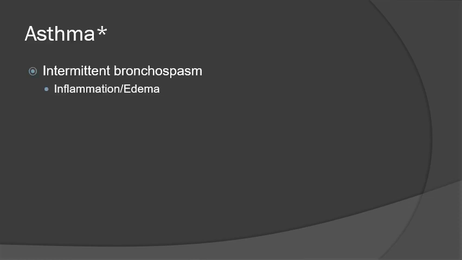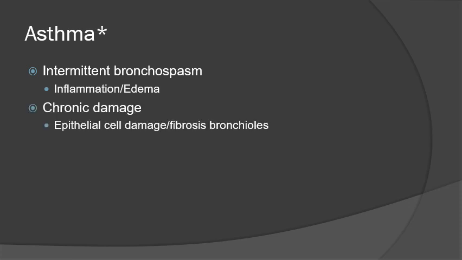Asthma. We'll talk a lot about asthma, and we're going to be discussing a lot of the pharmacological interventions for asthma. Asthma is an intermittent bronchospasm, and there's also an accompanying inflammation and edema that basically creates the breathing difficulty. Over time, particularly in poorly controlled asthmatics, you could end up having epithelial cell damage and possibly fibrosis in the bronchioles. So it's really important to manage this well so that the individual doesn't continue to have further damage happen to the bronchi as they get older.